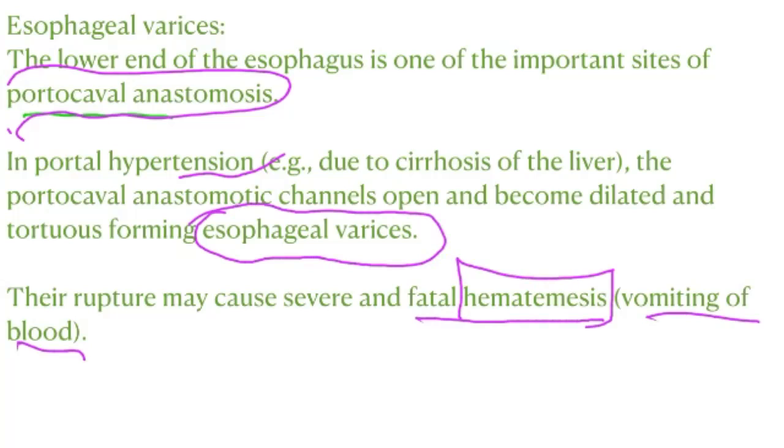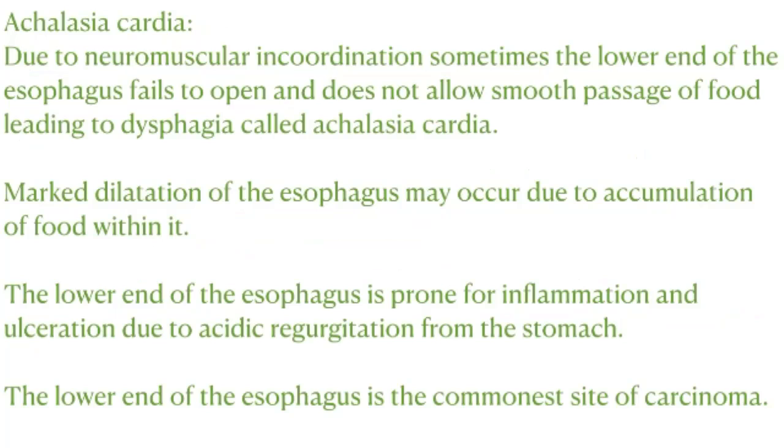Because of the portal hypertension, there is hypertension in the portal system. Because of that, the hypertension is reflected in the esophagus, especially in the abdominal part of the esophagus, because there is portocaval anastomosis, right? So the veins of the abdominal esophagus become tortuous. If they are ruptured, there will be a fatal hematemesis. It is a medical emergency, right? That is called esophageal varices.